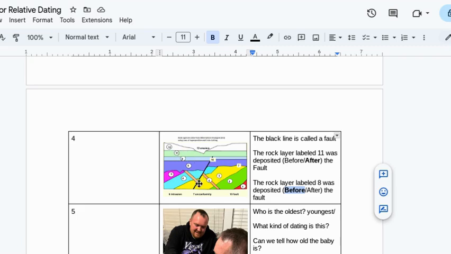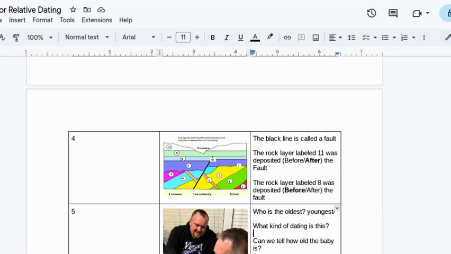So we know that the fault goes through all of these different layers. This right here would be another volcanic intrusion. The fault goes through this volcanic intrusion, and the fault does not go through 11. That lets us know that 11 was deposited after the fault had happened.